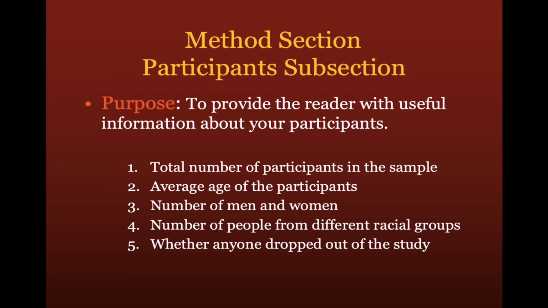So in terms of your participant section, your goal here is to tell the reader about who your participants are. So you want to give the total number of participants in your sample, ideally give an average age and maybe a range for the age, the number of men and women. If you have people from different racial groups, you want to give the breakdown of those racial groups. And then if someone happened to be excluded from your study or ended up dropping out of the study, you should report that in this section as well.